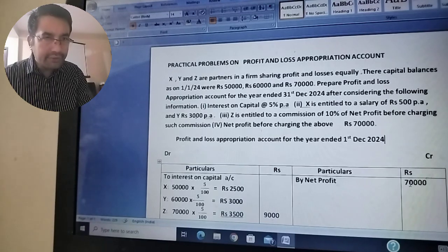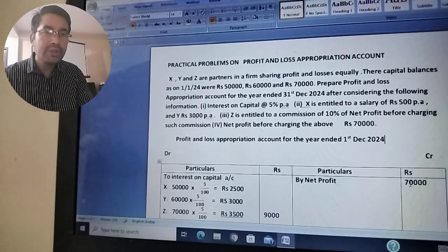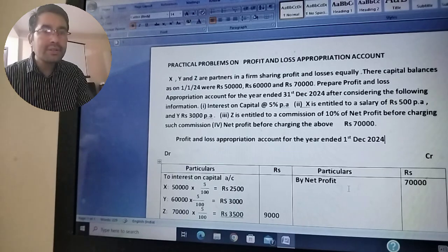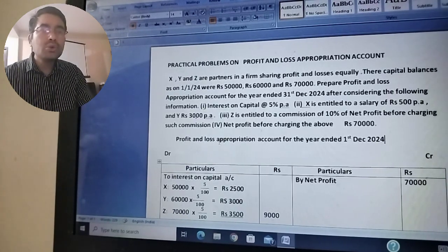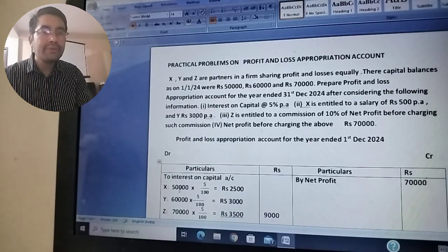Then if you read the first adjustment, interest on capital, it is an expense for the partnership business. So on the debit side, we have to write interest on capital. X capital balance is 50,000, Y 60,000, and Z 70,000. The rate of interest is 5%. So 5% of 50,000 gives you 2,500. 5% of 60,000 is 3,000, and 5% of 70,000 is 3,500.